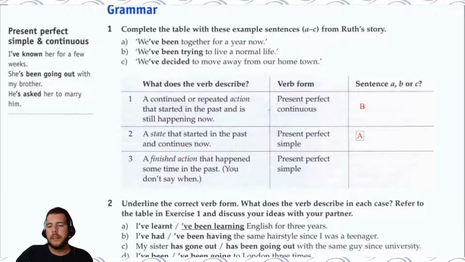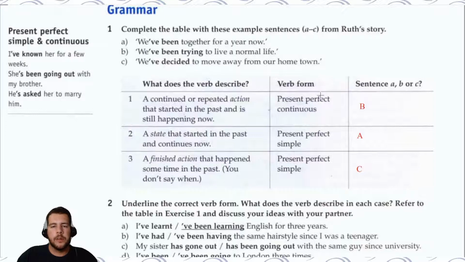Okay. Now we're left with C. C, the present perfect simple, also describes a finished action that happened sometime in the past, and you don't say when. In this case, we've decided to move away from our hometown. This happened at some time in the past, it's finished, and we don't know when. Yes, that's the idea.